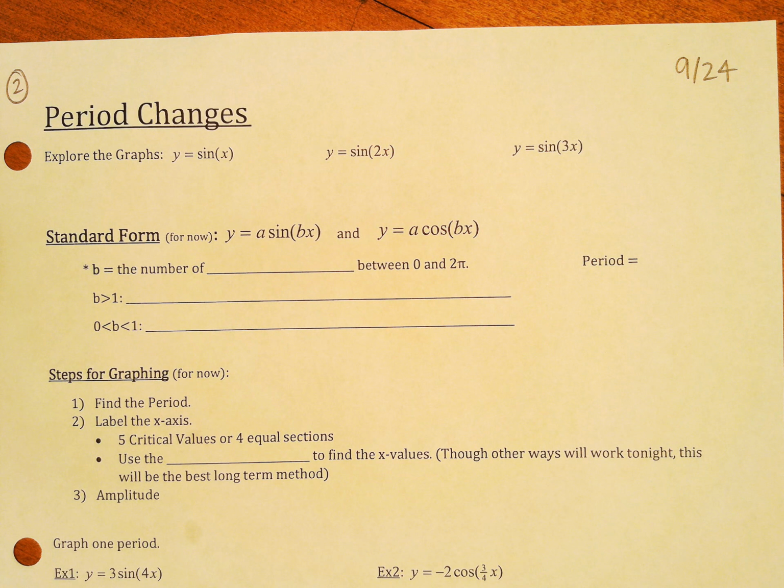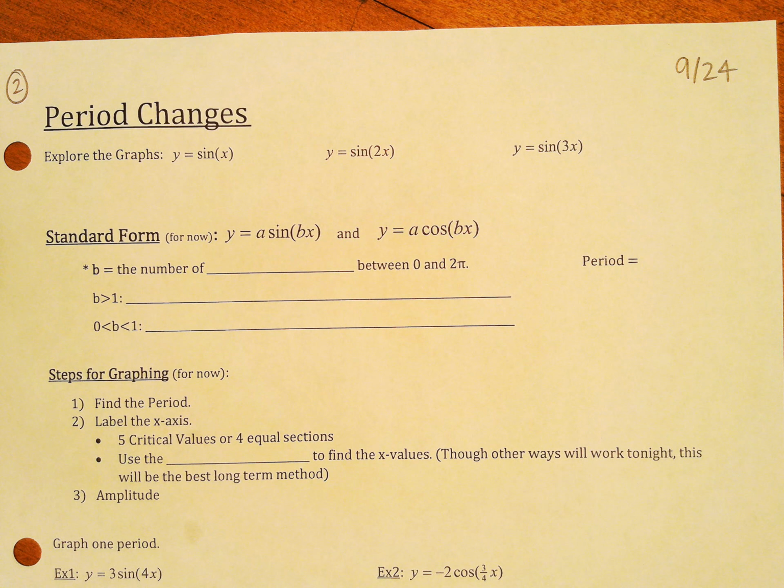Okay, so like I said, we are graphing sine and cosine, and basically all we're going to be doing for the next couple days is adding on a new transformation. In the last lesson, we talked about the number outside of the sine or cosine and how that affected the amplitude, which just made it go taller or shorter. We're going to do something similar today.